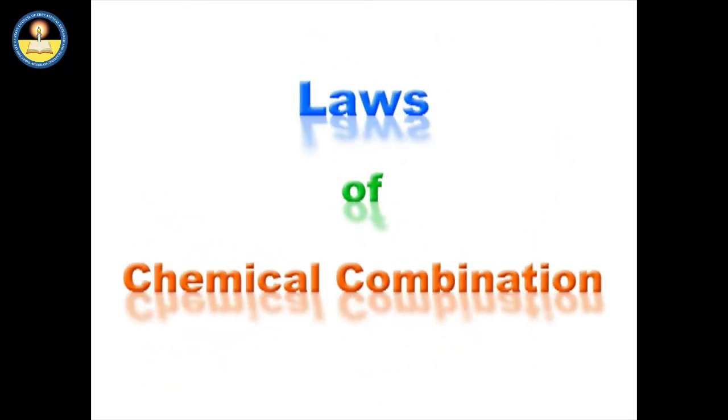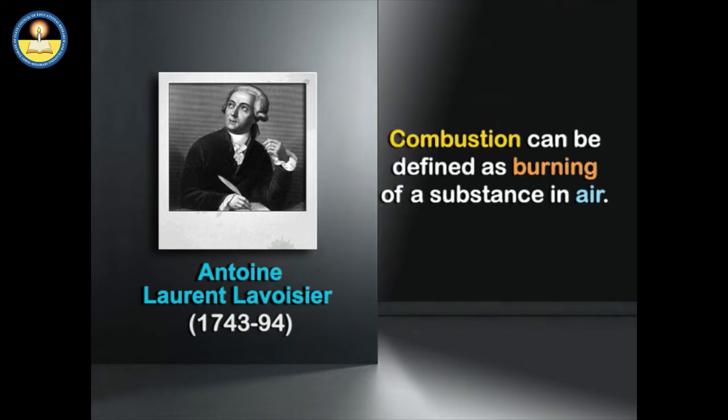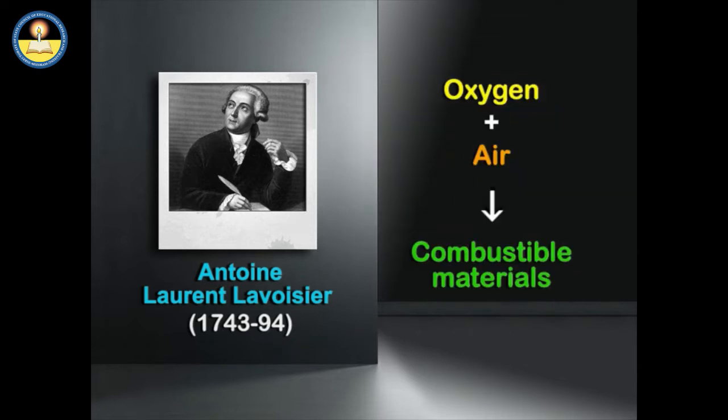Laws of chemical combinations. Antoine Laurent Lavoisier, 1743–94, a famous French scientist, discovered the law of conservation of mass in about 1785 by conducting a series of experiments to clarify the mechanism of combustion. Combustion can be defined as burning of a substance in air. He proved that in combustion reactions, it is oxygen present in the air that combines with the combustible materials.